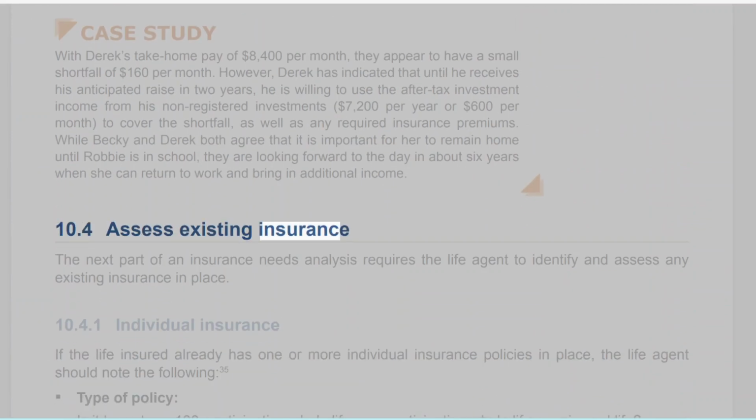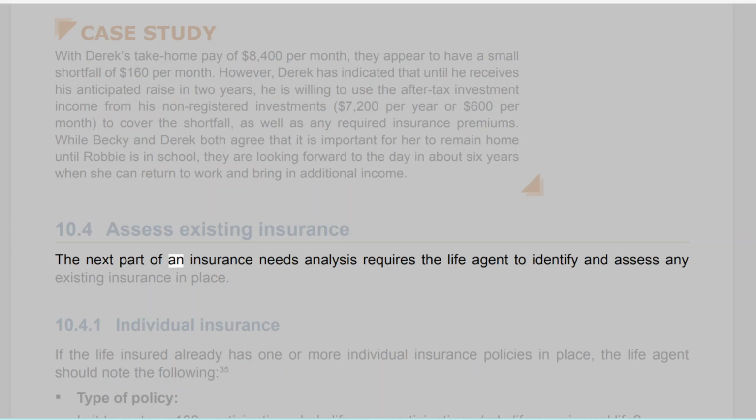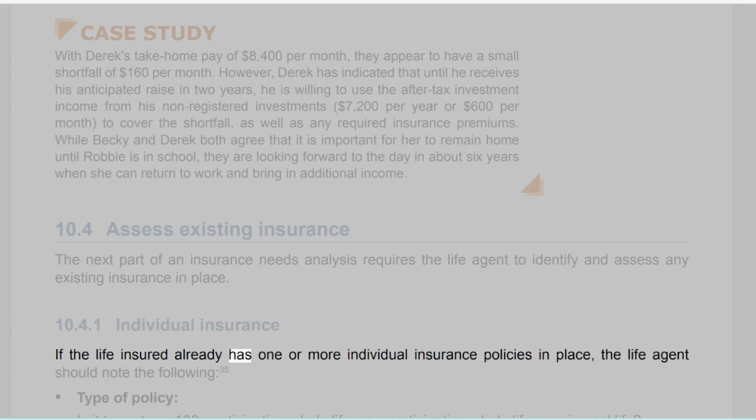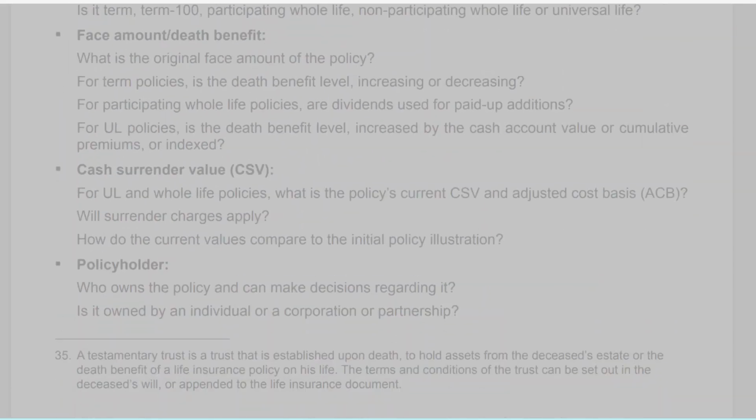10.4 Assess existing insurance. The next part of an insurance needs analysis requires the life agent to identify and assess any existing insurance in place. 10.4.1 Individual insurance. If the life insured already has one or more individual insurance policies in place, the life agent should note the following. Type of policy: is it term 100, participating whole life, non-participating whole life or universal life? Face amount / death benefit: what is the original face amount of the policy?